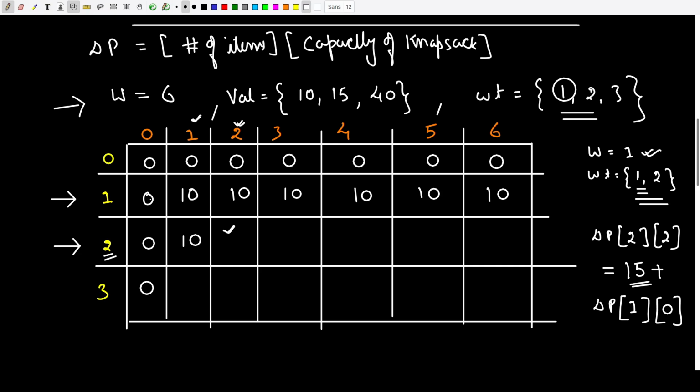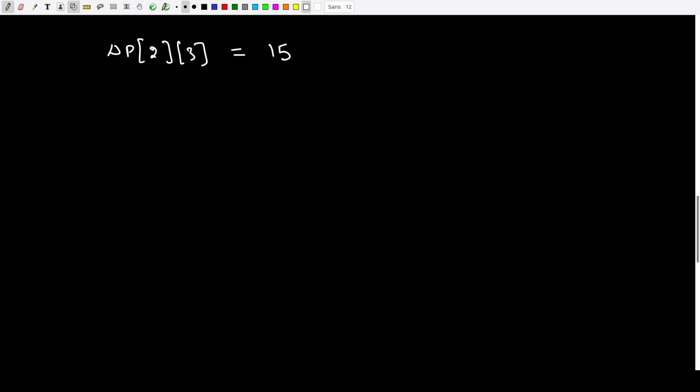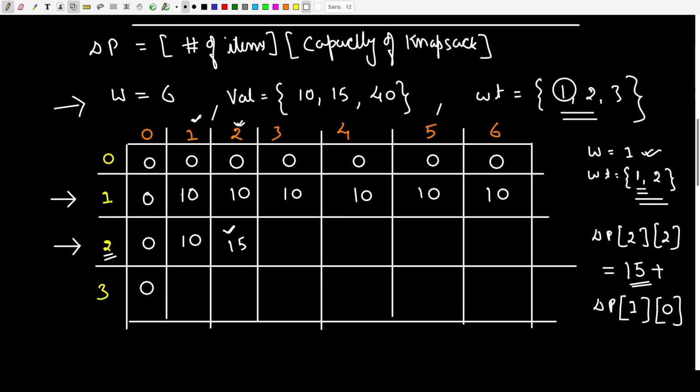And dp of 1 comma 0 is 0, because of which the value over here will be 15. Similarly, let us solve for dp of 2 comma 3. Since we will be able to solve the second item, since the weight is 2 and the knapsack capacity is 2, because of which 15, and then the subproblem translates to dp of 1 comma 1. Since the weight of this item was 2, so 3 minus 2 equals 1. So this is 15 plus dp of 1 comma 1, and dp of 1 comma 1 is 10, because of which this value will be equal to 25. And similarly, with the same reasoning, if we follow all these, the values over here will be 25.